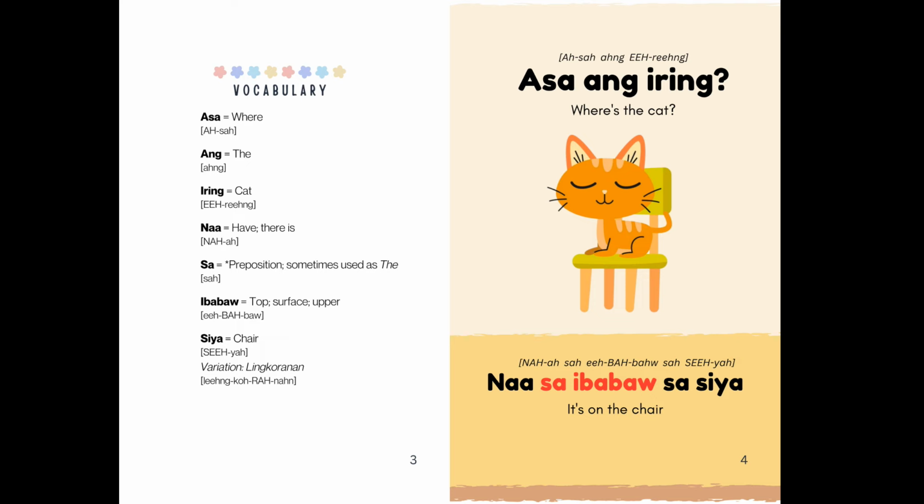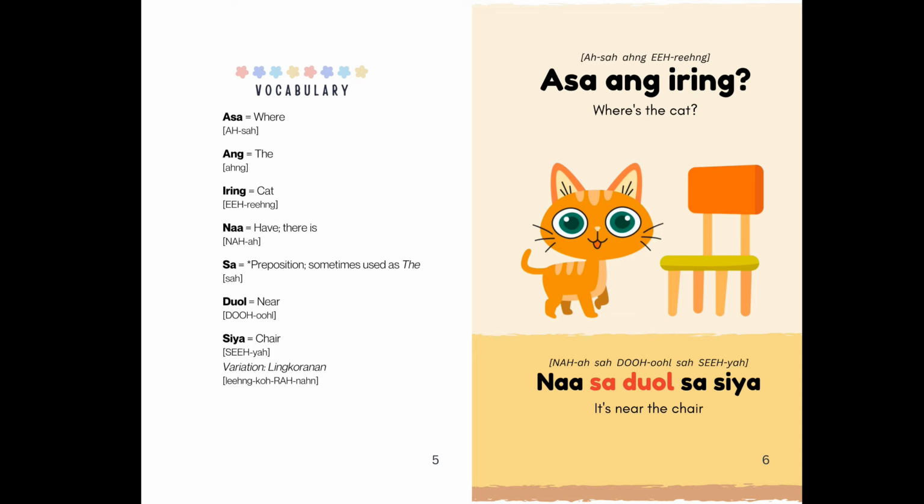Page 6. Asa ang iring? Where's the cat? Naa sa duol sa siya. It's near the chair. Naa sa duol sa siya. It's near the chair.